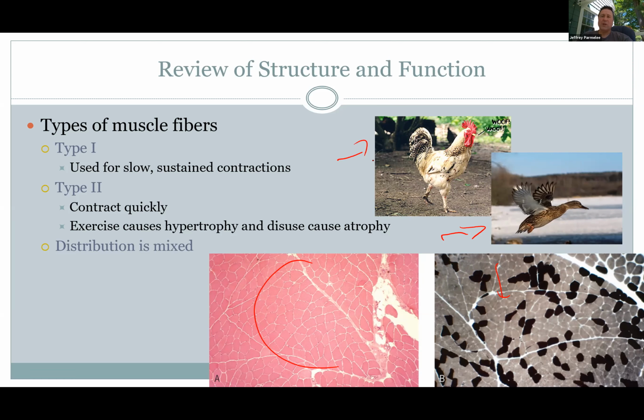If it's fast twitch, it's good if you're just a linebacker just coming off the line, you can rest, or a sprinter, things like that, where you get the maximum power, but it's not sustained because you're doing anaerobic pretty quickly.